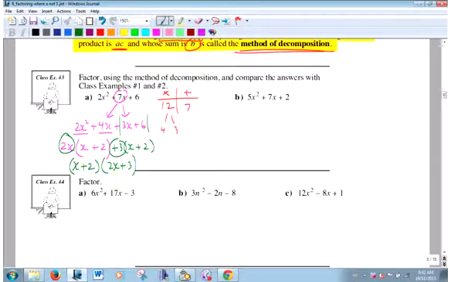Okay. How do I know if I did this right, Bryce? Yeah, FOIL it. Let's check it. 2x times x, is that 2x squared? Yes. 3 times x is 3x. 2 times 2x is 4x. 3x and 4x is 7x. And 2 times 3 is 6. Check. It's the same thing. It's factored.